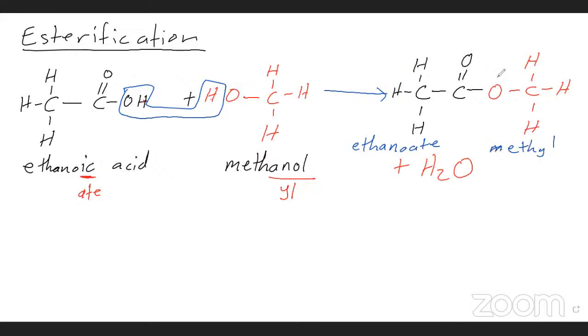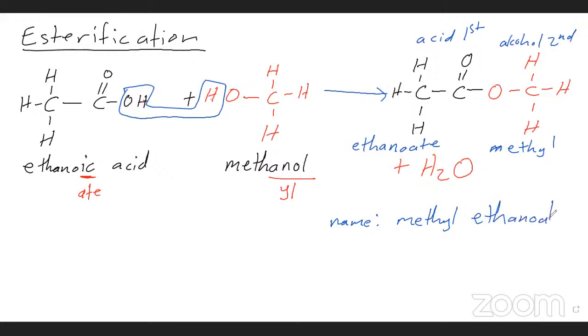Now, in terms of this structure, the acid comes first and the alcohol comes second. But in terms of the name, the alcohol portion will come first. So it is methyl ethanoate. All right. So in the structure, it is always the acid first. But in the name, it is the alcohol. Let us do the condensed formula for the ester.